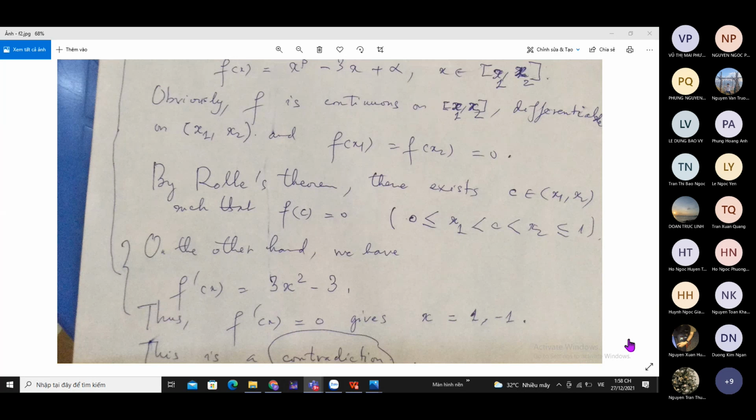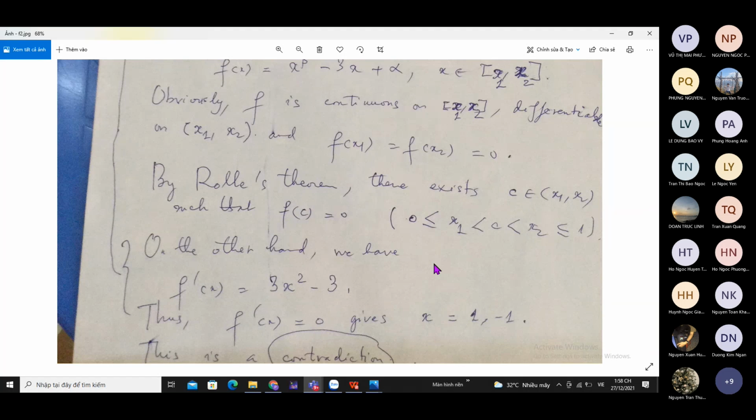So, by the Rolle theorem, there exists a number c between x1 and x2 such that f prime of c equals 0. I wrote phi here, so correct it yourself. What does it mean? It means the equation f prime of x equals 0 has at least one root between 0 and 1, exactly here, c greater than 0 and less than 1.